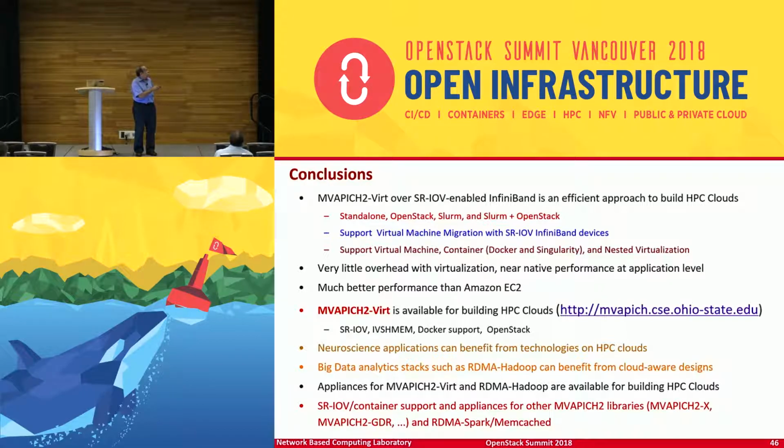What I showed here, starting with MPI, especially the MVAPICH2 virtualization library, has a lot of these features. It can provide very good performance for standalone as well as OpenStack, SLURM and SLURM plus OpenStack. It supports virtual migration, which is exactly being worked out in the release, but everything else is available, and there is very little overhead with virtualization. So, you can really truly combine high performance computing (HPC) with cloud.